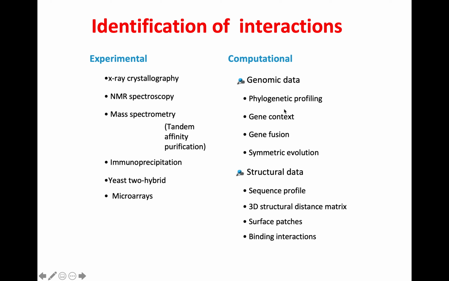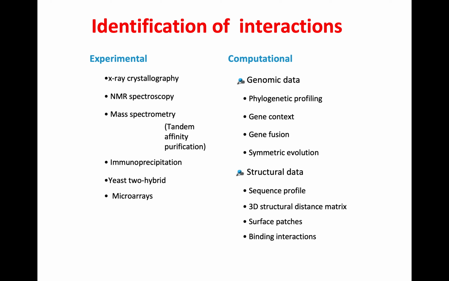So remember your phylogenetic tree. From the profiles, we can determine and select the best protein to be used. For the genomic data, you can also get some gene context, gene fusion, and also symmetrical evolution, to help you with choosing the correct protein and also the sequences.